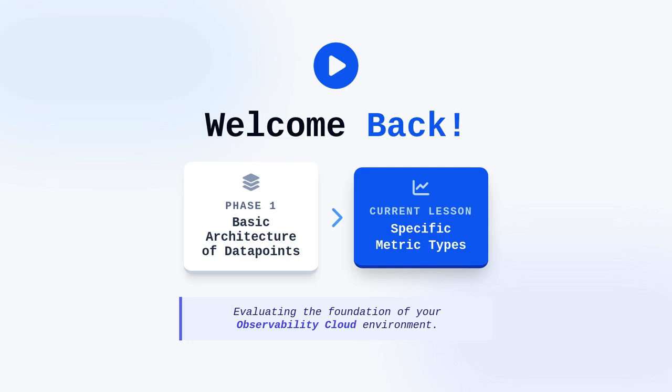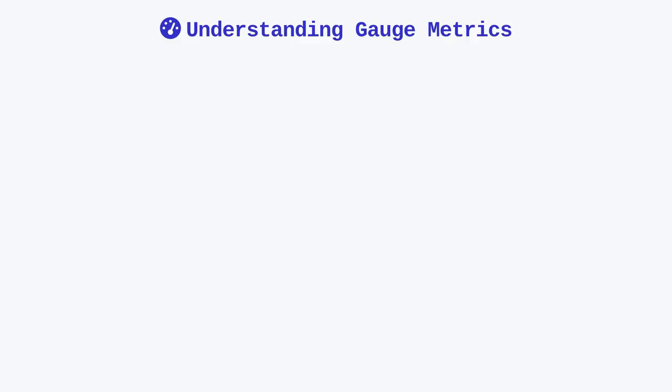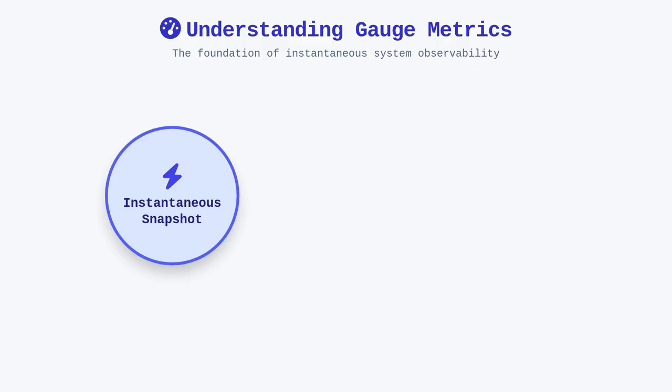Welcome back. In this lesson, we will move past the basic architecture of data points to evaluate the specific metric types that serve as the foundation for your observability cloud environment. To effectively monitor a complex system, you must first understand the fundamental behavior of the data you are collecting and how that dictates your choice of metric type. Gauges are essentially the simplest form of observability data, representing a snapshot of a value at a specific point in time.